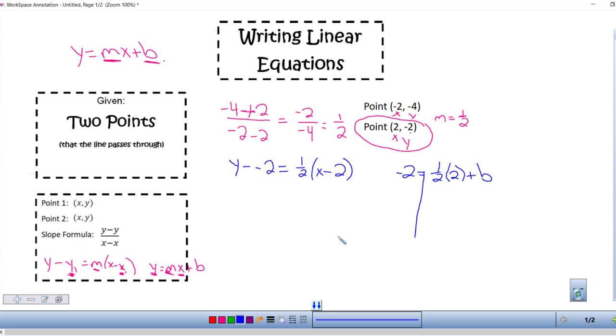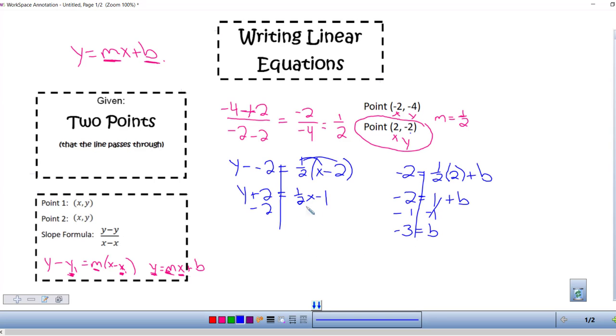So this is what we learned last time, how we simplify these equations. This would be y plus 2 when I have minus a negative. I distribute my 1/2 to get 1/2 x minus 1. Over here I multiply 1/2 times 2 to get 1, and the -2 stays the same. Subtract 1 from both sides, and -3 equals b.